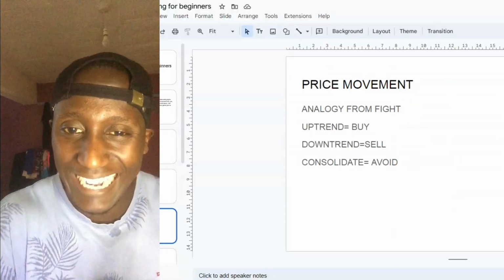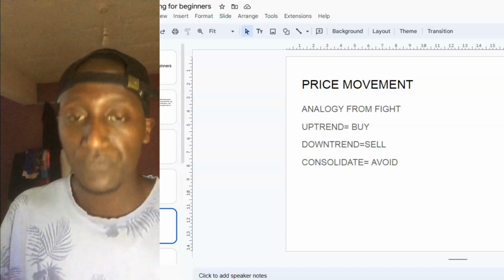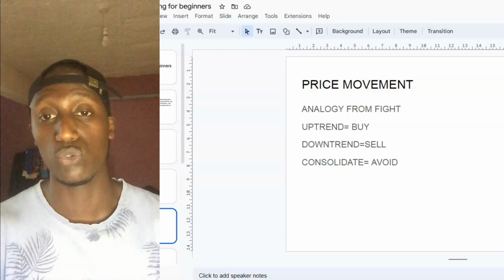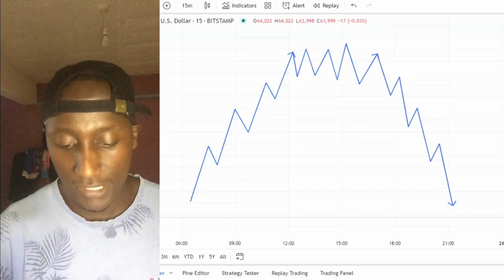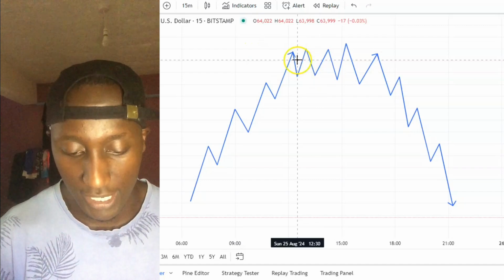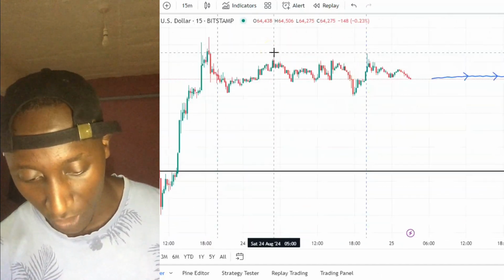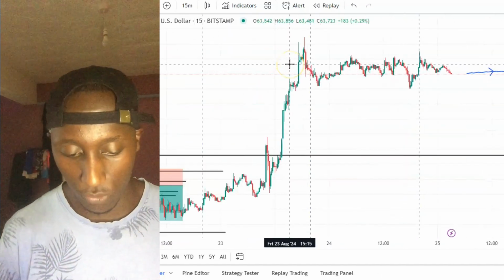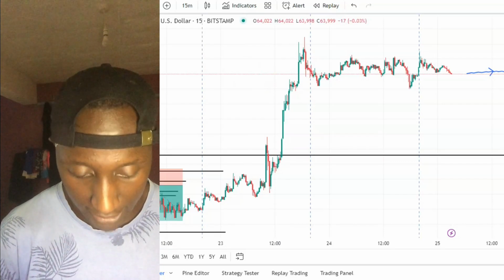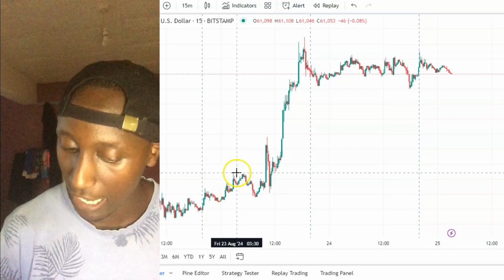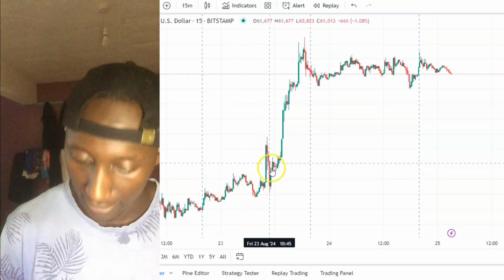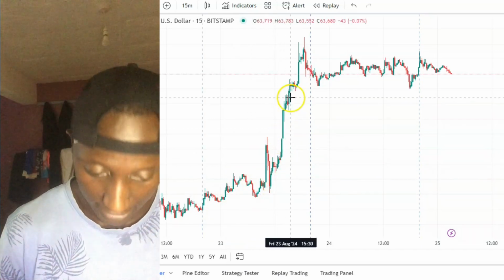And if you can understand price movement, then it's very easy for you to start looking for opportunities in the market. So let's look at uptrends and downtrends in real life examples. Now this is a very good scenario here. We can see we have this uptrend where price was going up, down, continuing higher, down, continuing higher.